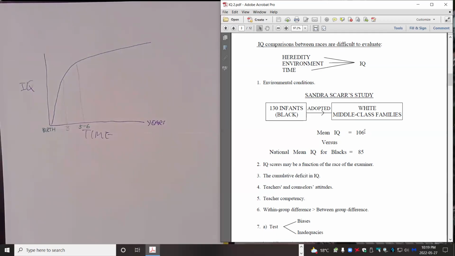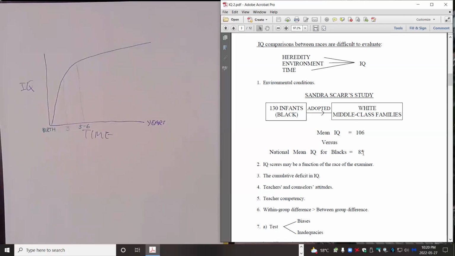106. It is close to half a standard deviation above the general white mean, that is very high. Okay, 106 is far above 100. Versus the usual mean IQ for Blacks, which is only 85, as you must have read in my previous lecture. So 85 is one standard deviation below the mean. That is not good, very low. Someone with an IQ of 85 has a better IQ than only 16% of all people taking the same test. So 85 is considered to be very low.